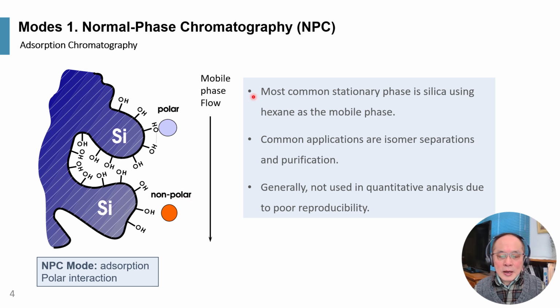So in normal phase chromatography, the most common stationary phase is silica, or actually the residual silanol groups on silica, using hexane modified by alcohol as the mobile phase. The common applications are separation of isomers and purification of organic materials. However, there's a very bad disadvantage: they're not used in quantitative analysis due to poor reproducibility due to column contaminations.